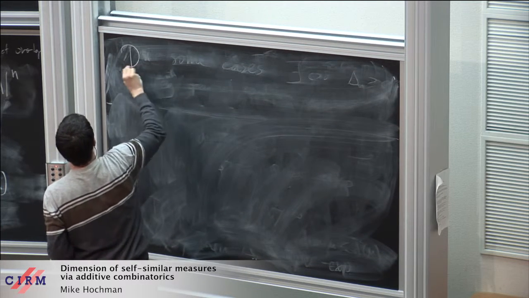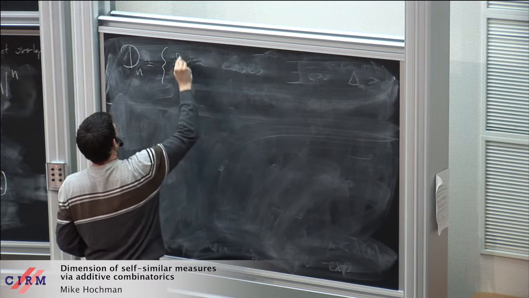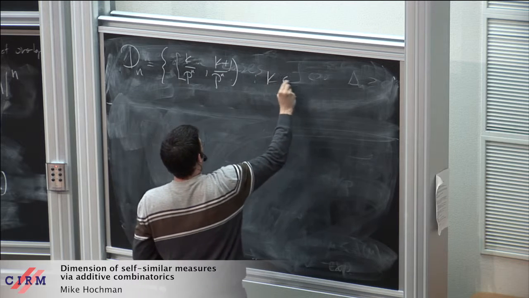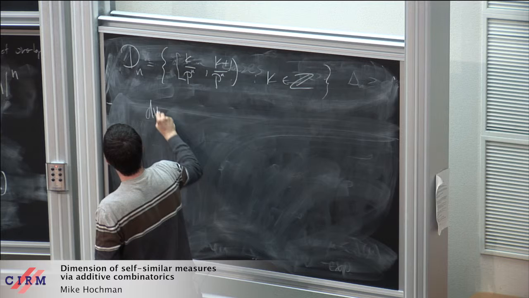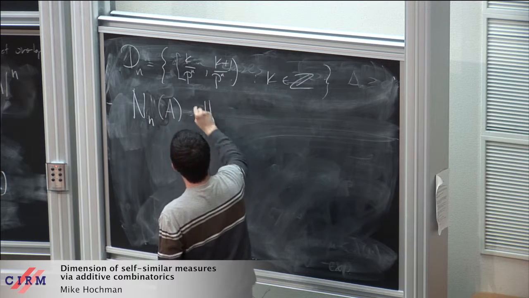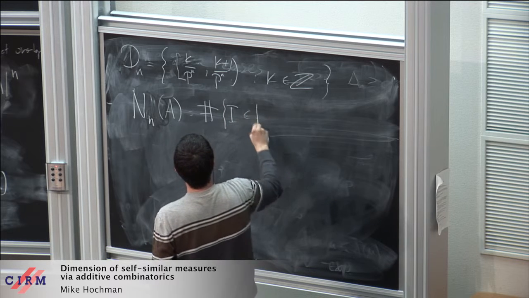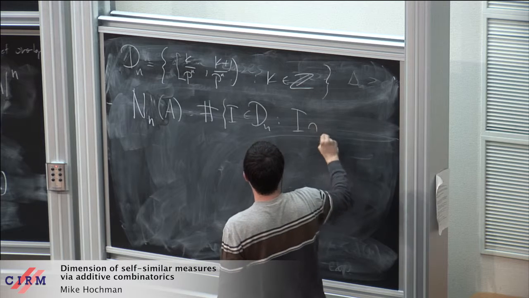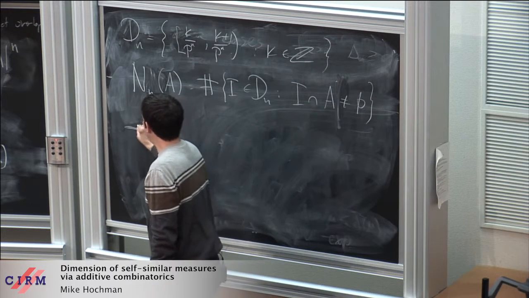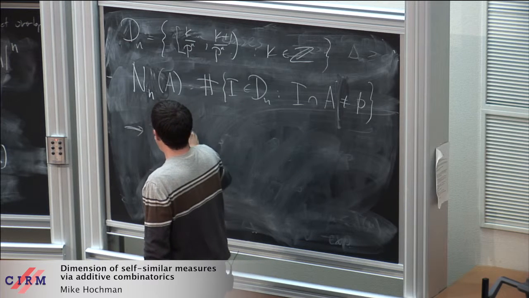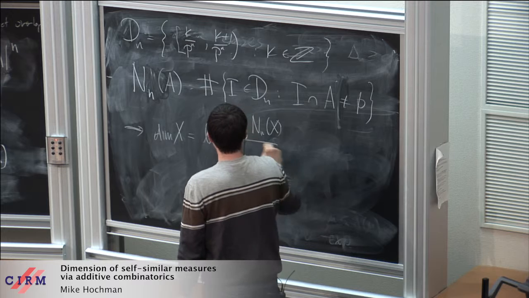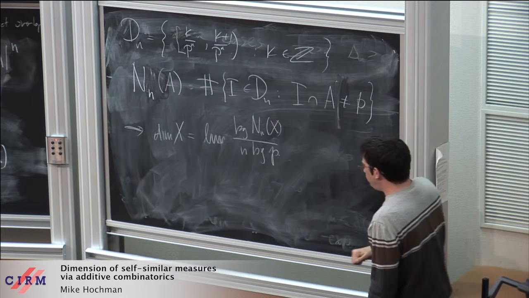Let's look at the p-adic intervals. So D_n is going to be the partition of the line into intervals of the form [k over p to the n, (k plus 1) over p to the n). And one more thing: let's define N_n of a set A to be the number of these intervals that you need to cover A, or the number of intervals that intersect A. Then what you know, from the fact that, as I said in the beginning, the Minkowski dimension of X is equal to the Hausdorff dimension, is that the dimension is just the limit of log N_n of X over n log p as n goes to infinity.